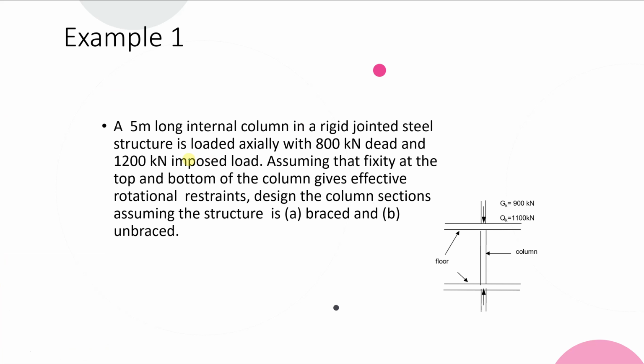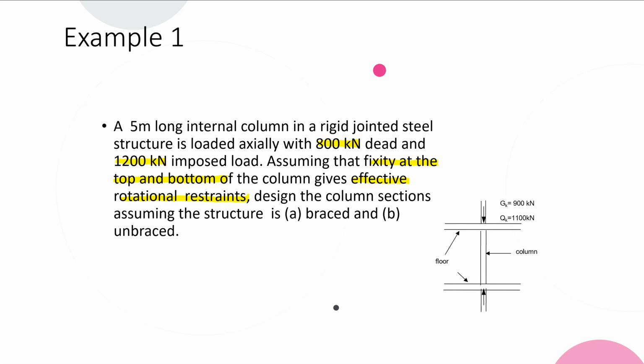Okay, example number 1: a 5 meter long internal column in a rigid jointed steel structure is loaded with 800 kilonewton dead and 1200 kilonewton imposed load. Okay, so that one is for the loading. And then assuming that the fixity at the top and bottom of the column gives effective rotational restraint. Okay, so fixity at the top and bottom of the column.